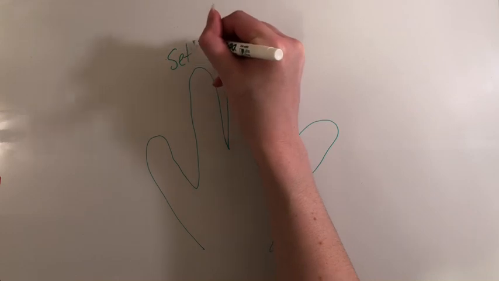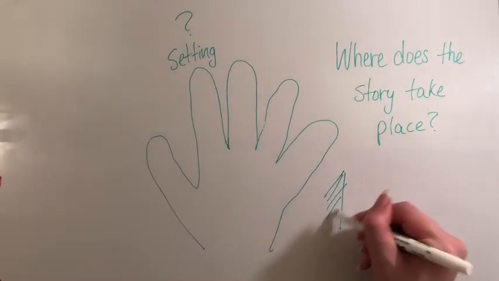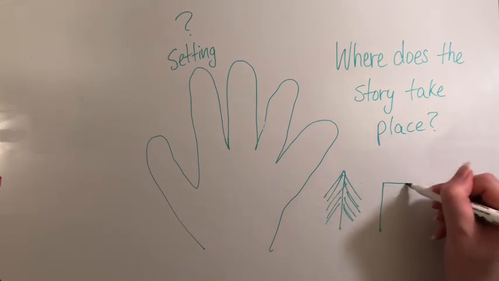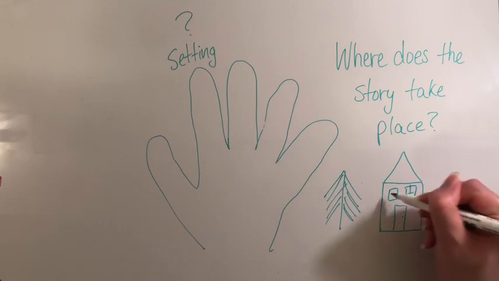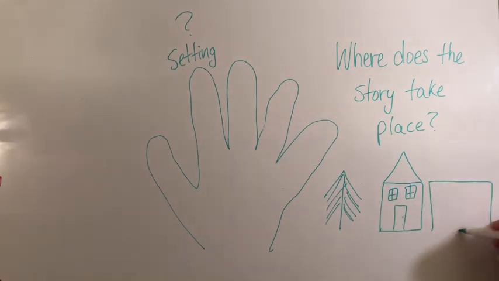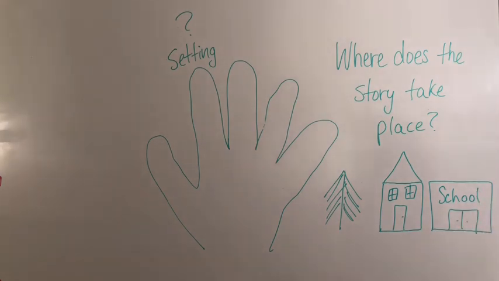The next finger is our setting. What is a setting? The setting is where the story takes place. Does it take place in a forest, in the city, in a house, at the beach, or in a school? Does the story take place in more than one location?